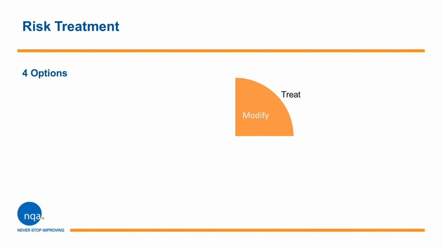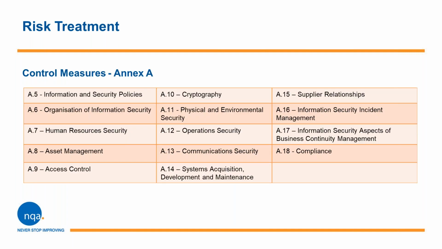So let's look at treat then. Now, treat is a process used to ensure information risks are reduced to an acceptable level. Actions should be in line with the level of risk posed to information assets, normally by adding in strengthening security controls that will reduce likelihood of vulnerability. Now, these are control measures listed in Annex A. There's 114 of them.